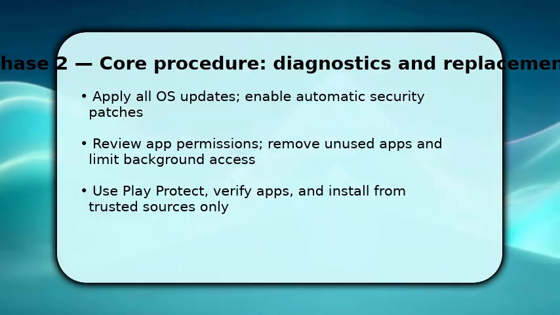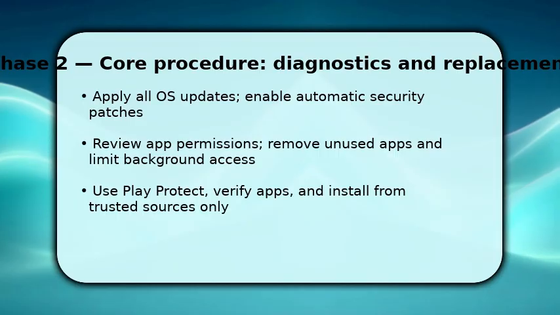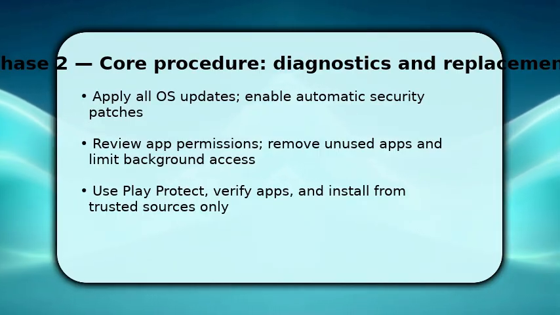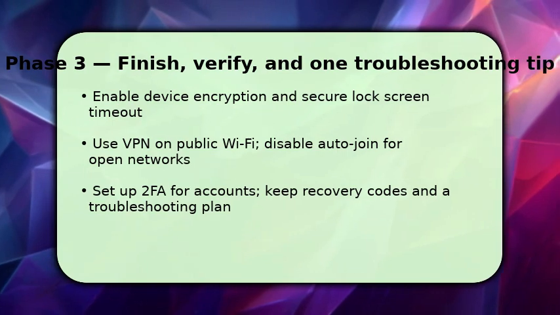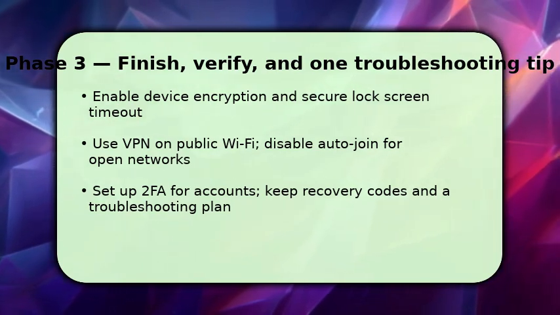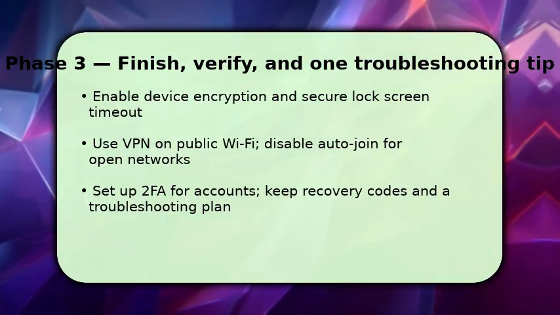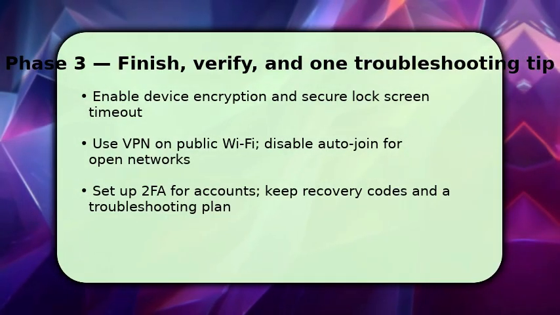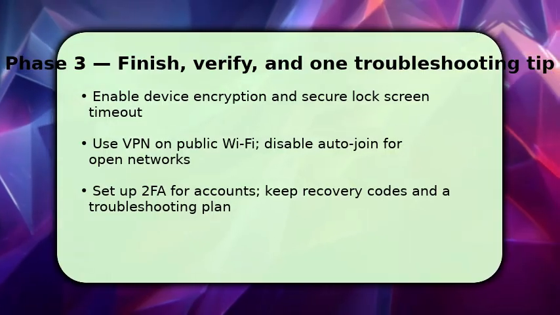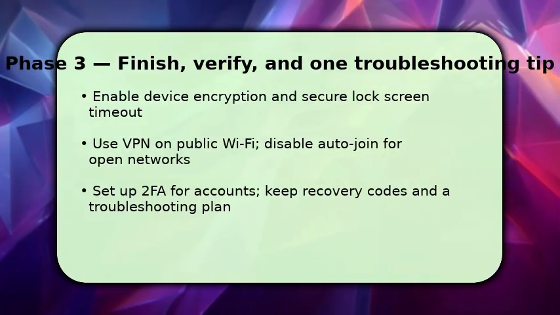You finish by protecting data in transit and recovery options. Enable full disk encryption if not already active, and shorten the lock screen timeout. When on public Wi-Fi, use a trusted VPN and disable auto-join for open networks. Set up two-factor authentication for key accounts and store recovery codes securely offline.